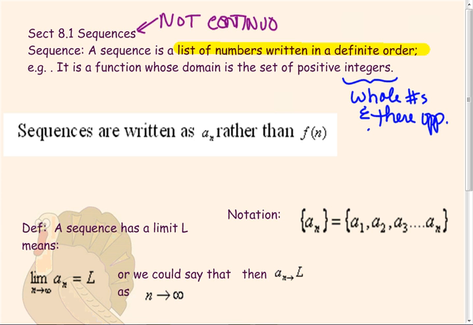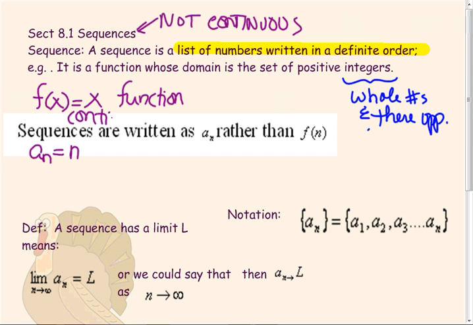I can write, if I had the function f of x equal to x, like it's pretty simple, then I'm going to write a sequence as a sub n, and that's equal to n. So this would be the function, and that would pick up all values of x. This is continuous. What's going to happen is we're going to find out the sequences behave like functions. What would the sequence be? And they put it in these little braces here. That means a sequence.